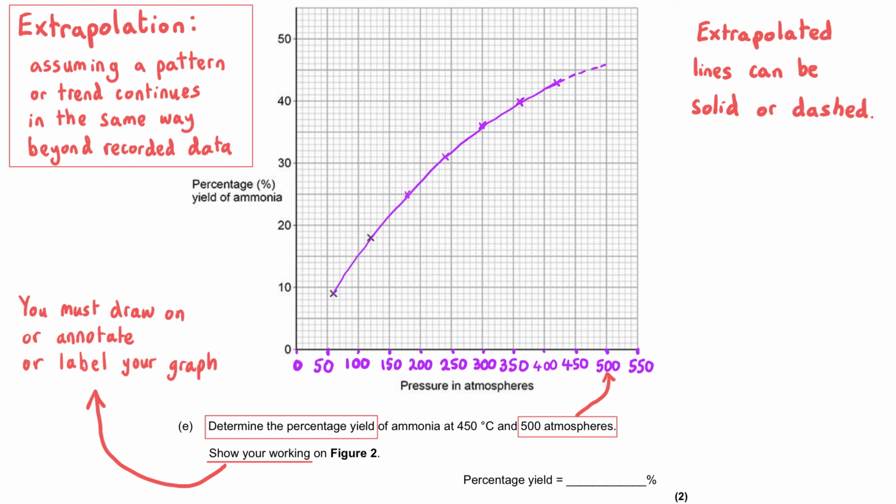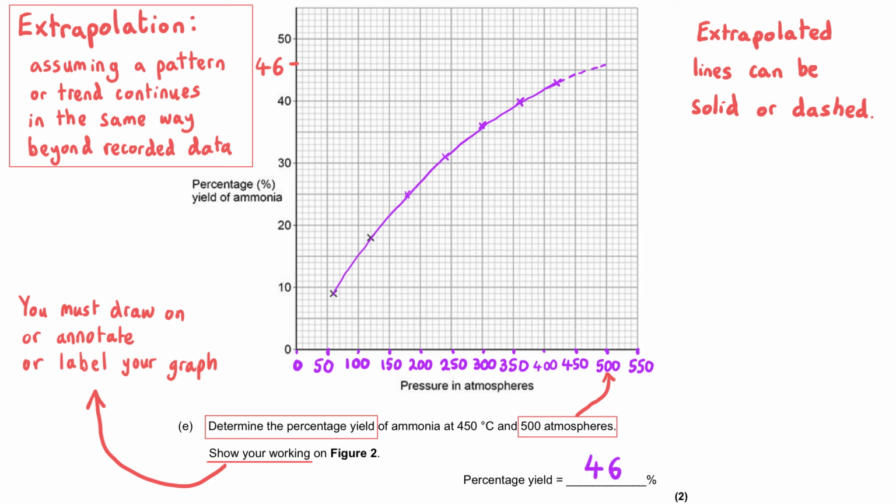Now that could be in the exact same way that we did before, or it could be a dotted line or a dashed line. Either of those is absolutely fine. But what is really important is that we continue our line to at least 500 atmospheres. If you go beyond, that's absolutely fine, but it must go to at least 500 atmospheres as I'm showing here. And then having done that, we're looking at our 500 atmosphere line, and we're looking at the percentage that we reach. So my line went to about 46%, perhaps just a tiny bit under, but we'll get a mark here for reading across to our y-axis to wherever our extrapolated line gets to.